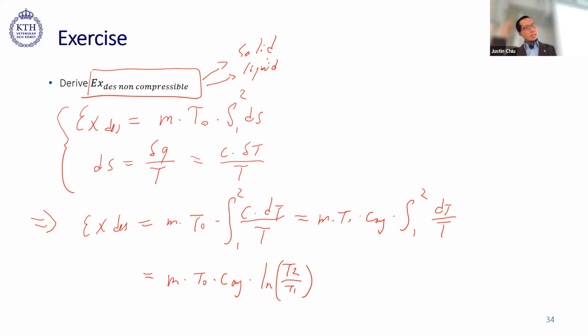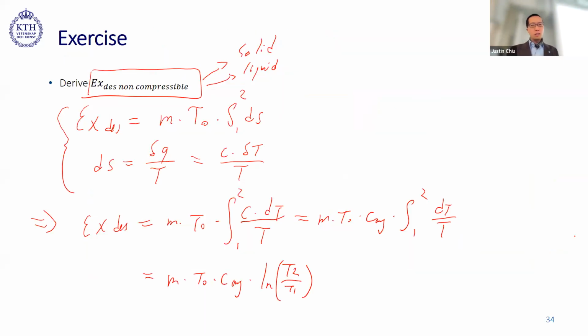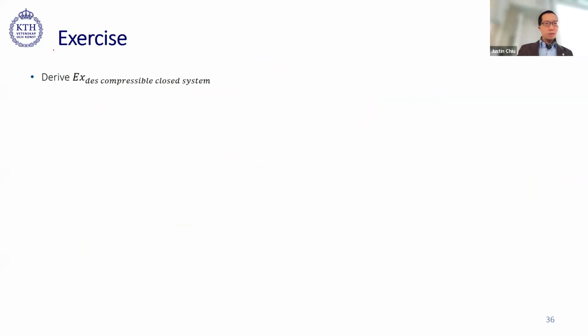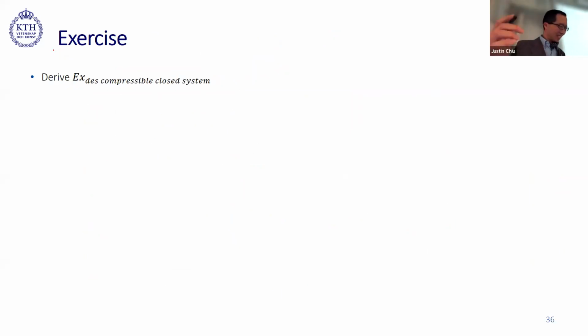And then the next one is slightly more complicated because I also want to derive the destroyed exergy for compressible, both closed system and open system. So we just did this one. Now I want to do the derivation for number 2 and number 3. So maybe I just say number 1, number 2, number 3. This one is number 1. Let's do it for number 2, equation number 2, compressible closed system. Do you need more time or is it okay? Yeah, it's fine. So let's do it for number 2.